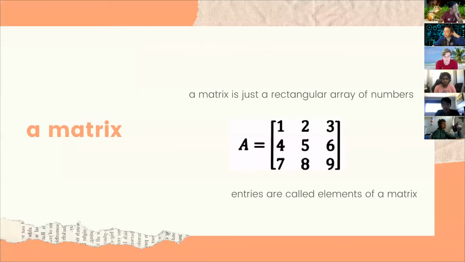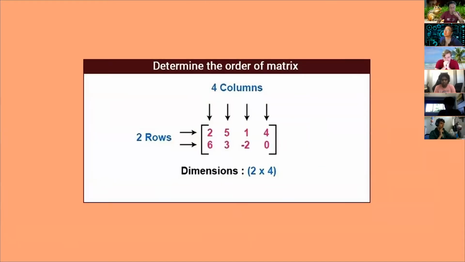A matrix is a rectangular array of numbers, right? In this case, we have a 3 by 3 matrix. And each of these things, 1, 2, 3, 4, 5, 6, are called elements. Another important concept when dealing with matrices is the dimensions. Because they are rectangular arrays of numbers, they naturally have rows and columns. So we have 2 rows here and 4 columns here, and therefore the dimension of this matrix is 2 by 4.